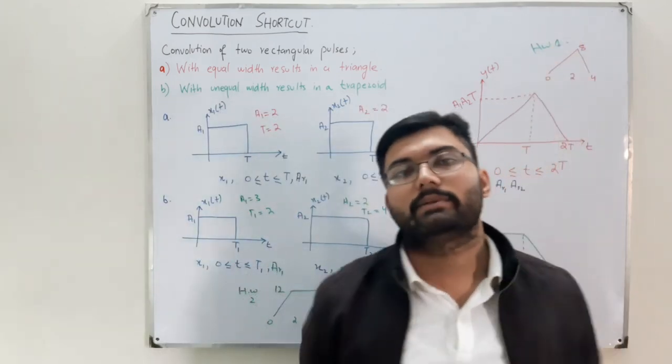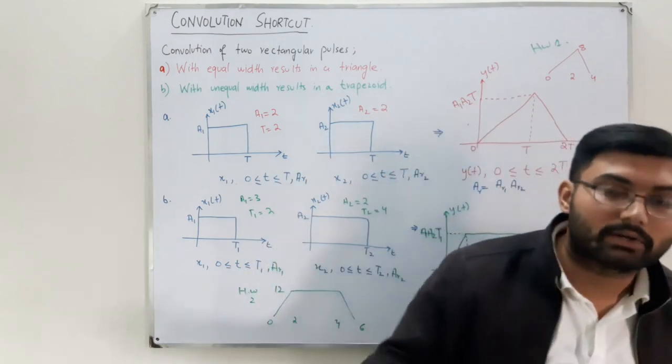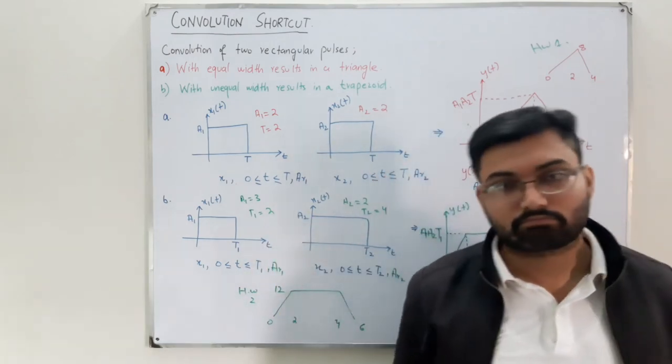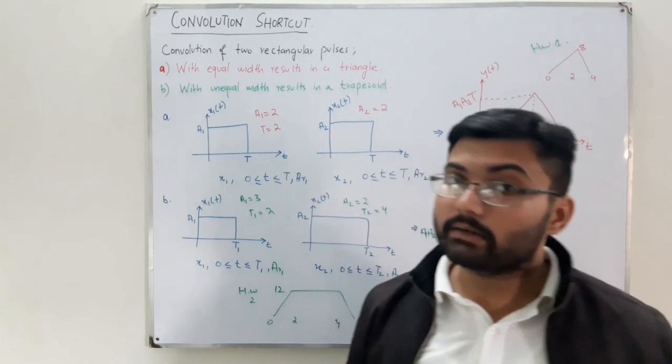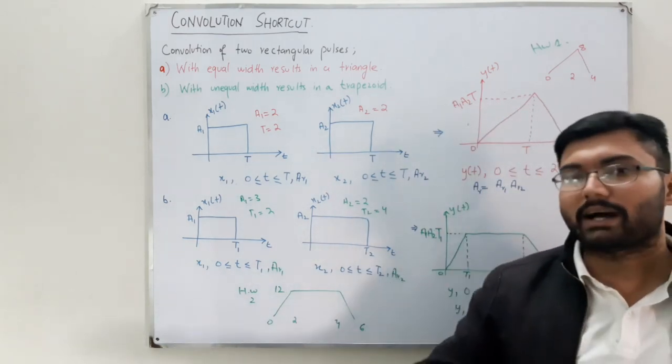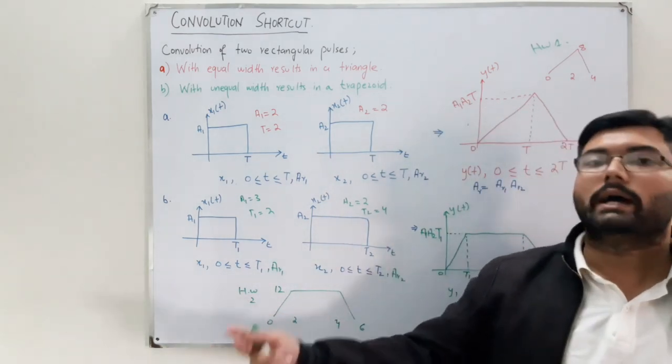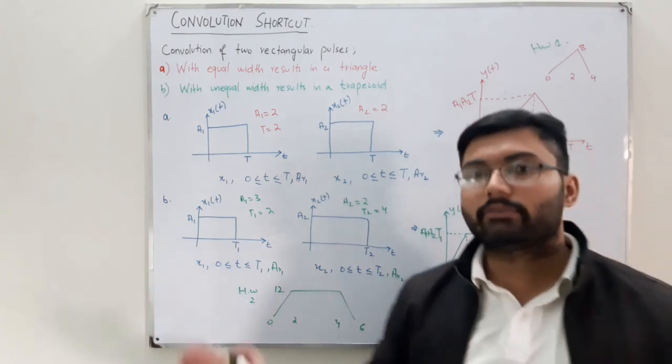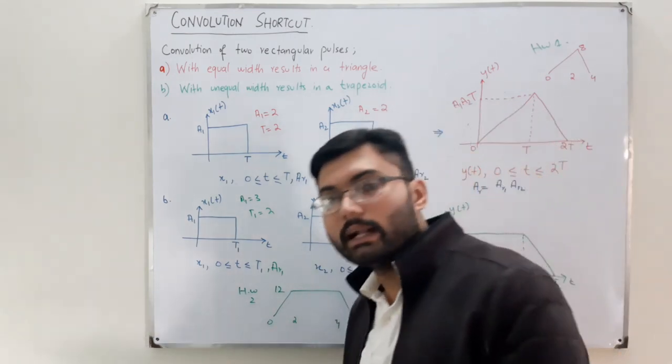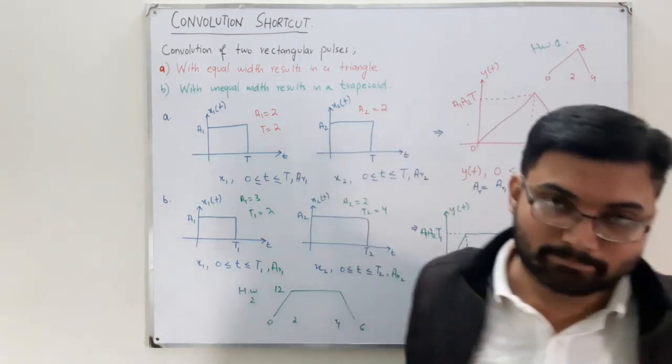And let me know in the comment section, is this method right, working or not? Simple homework. By the conventional method: x of t, x of tau, h of t, h of tau, h of minus tau, h of t minus tau for t less than 0, h of t minus tau for t greater than 0, the product, the integration, that's all.